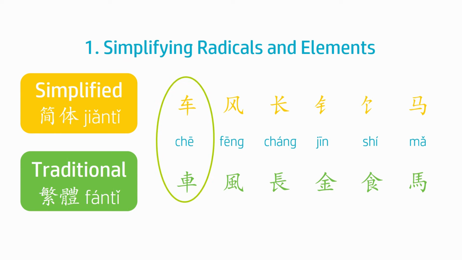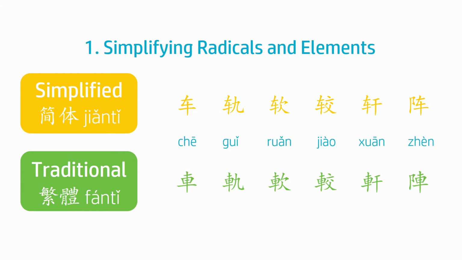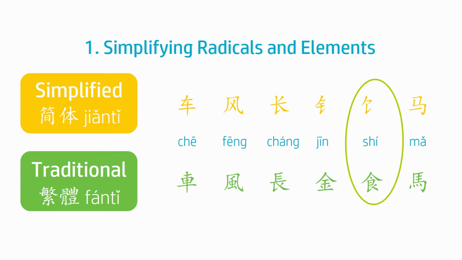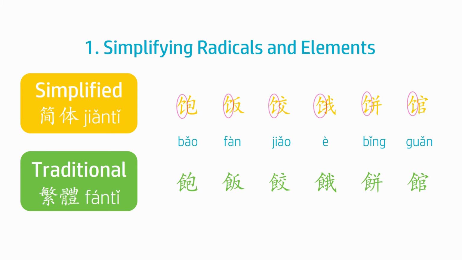For example, here's the radical ch. Let's see a group of characters that contain it. You can see that the simplified ch are all written the same way. Here's another radical, sh. Let's see how it looks in both simplified and traditional.